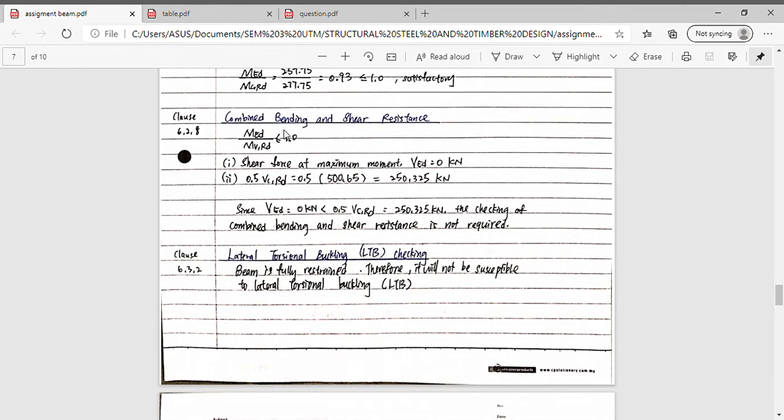Next is combined bending and shear resistance. We find that at the maximum moment, the shear force is 0 kilonewton, and 0.5 of the shear force resistance is 250.325 kilonewton. So the shear force is less than 0.5 of the shear force resistance, so checking for this combined bending and shear resistance is not required.